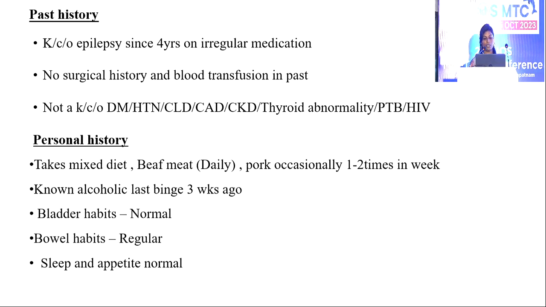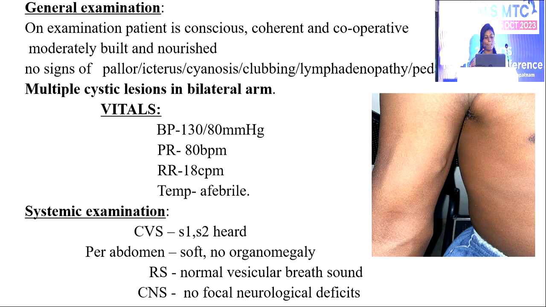Past history: known case of epilepsy since 4 years on irregular medication. No surgical history or blood transfusion in the past. Not a known case of diabetes, hypertension, chronic kidney disease, or chronic infections. Personal history: takes a mixed diet, beef daily, pork occasionally 1-2 times in a week. Known case of alcoholic, last binge 3 weeks ago. Bladder habits normal, bowel habits regular, sleep and appetite normal.